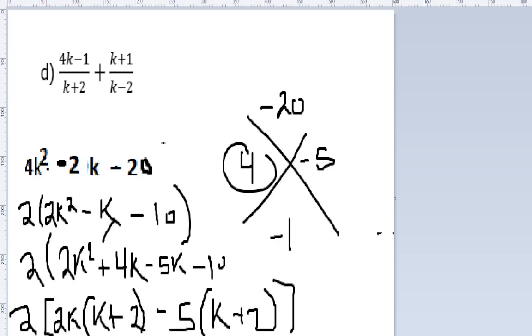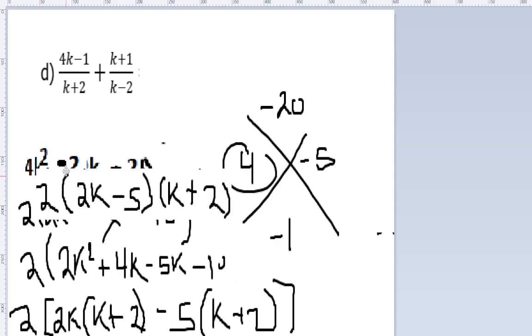So I got the 2, and I get 2k minus 5 and k plus 2. And if I wanted to make sure I got it right, I would expand this. That's 2k squared plus 4k minus 5k, so minus k, and then minus 10, which is what that is. So I did it right. So here's my final factor. Woof, a lot of work, wasn't it?